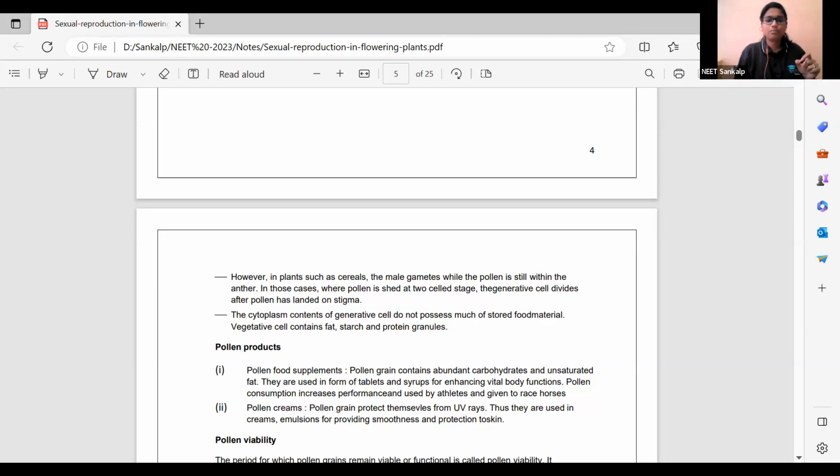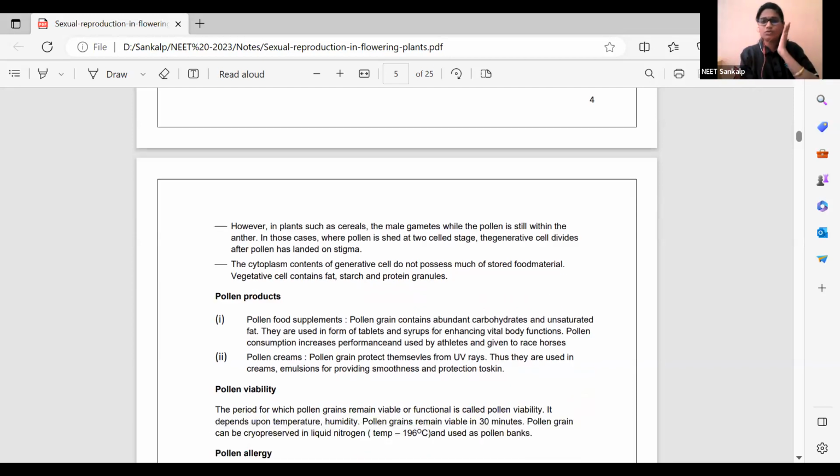Okay. Next, pollen creams. Pollen grain protects human beings from the UV rays. Thus, they are used in creams, cosmetics, and emulsions for providing smoothness to the skin as well as protection to the skin. Just because of this, don't go and apply pollen grains from some plants on your skin, okay? So it creates an allergy, pollen allergy.